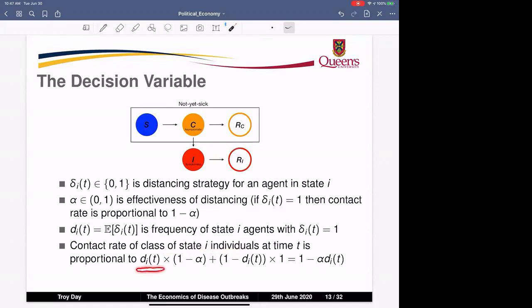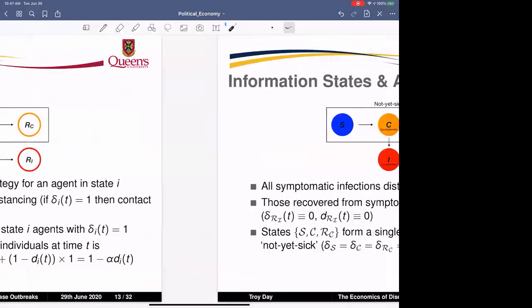A fraction D of the population is distancing, in which case they have a contact rate of 1 minus alpha, and a fraction 1 minus D isn't distancing, so they have a contact rate of 1. That's the overall contact rate of that particular class of individuals.